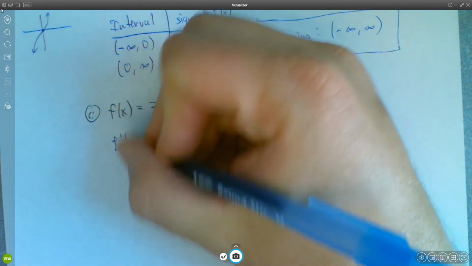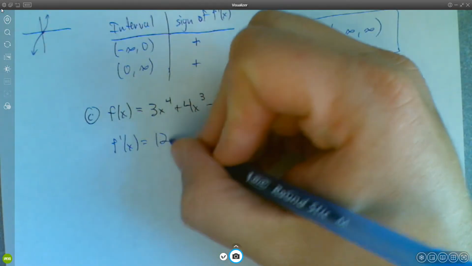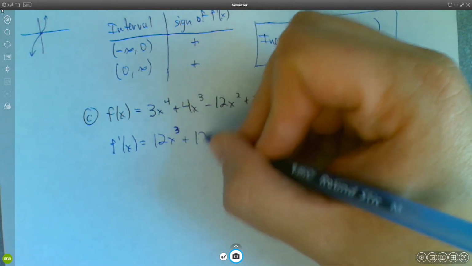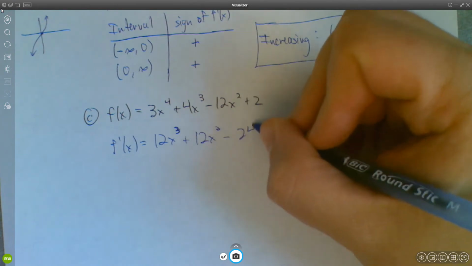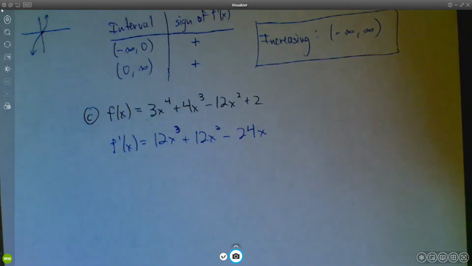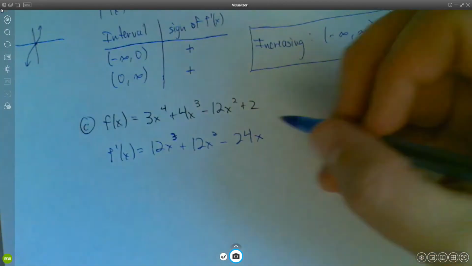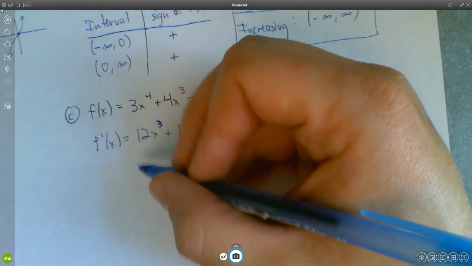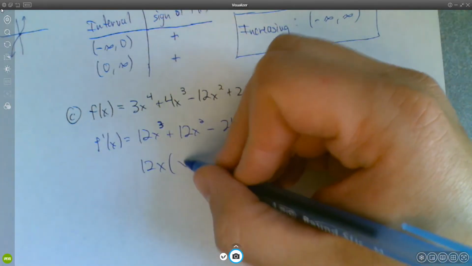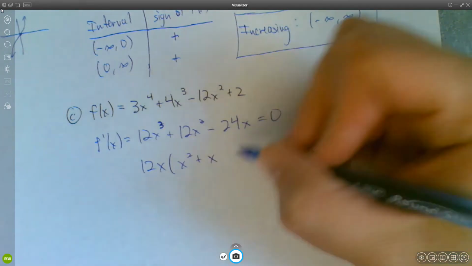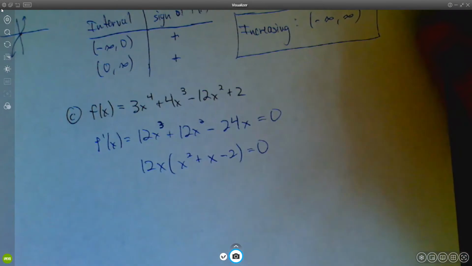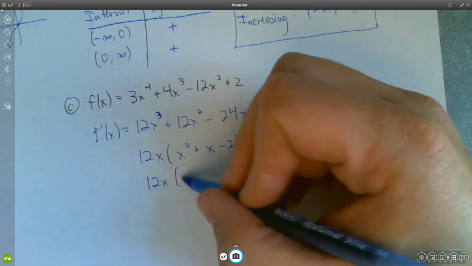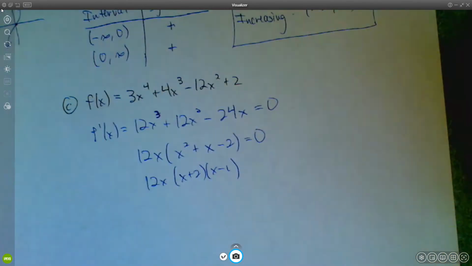Here's my solution anyway. f prime of x is going to be 12x squared, or sorry, 12x cubed plus 12x squared minus 24x. Now we're going to set that equal to 0 and then solve for x. I know I can factor out a 12 and an x. That would leave me with x squared plus x minus 2, and then I can factor that a little further. We can call this (x + 2)(x - 1).